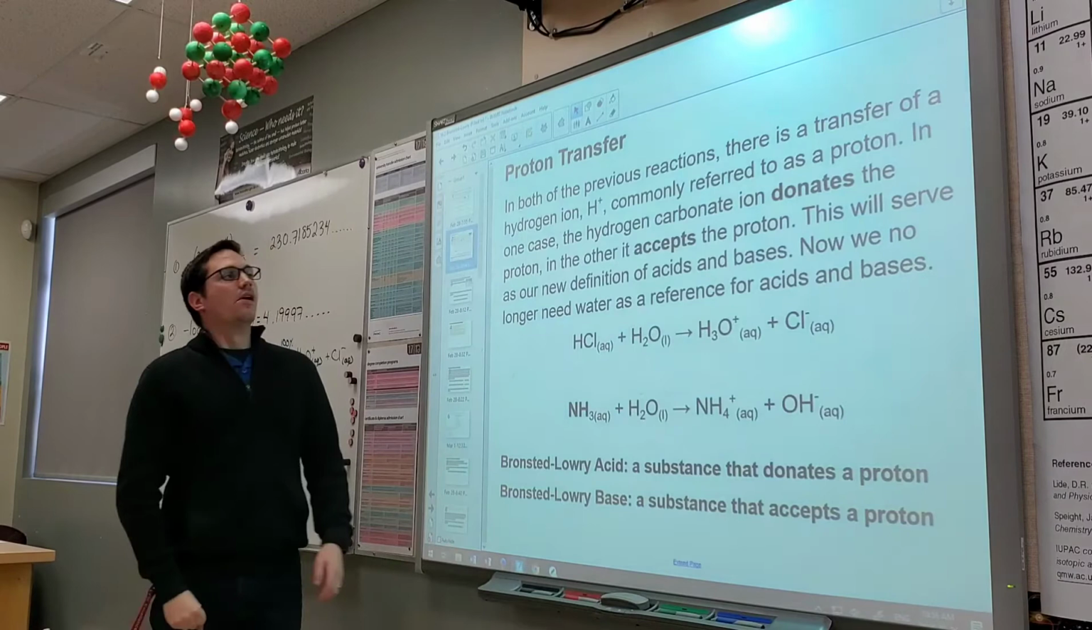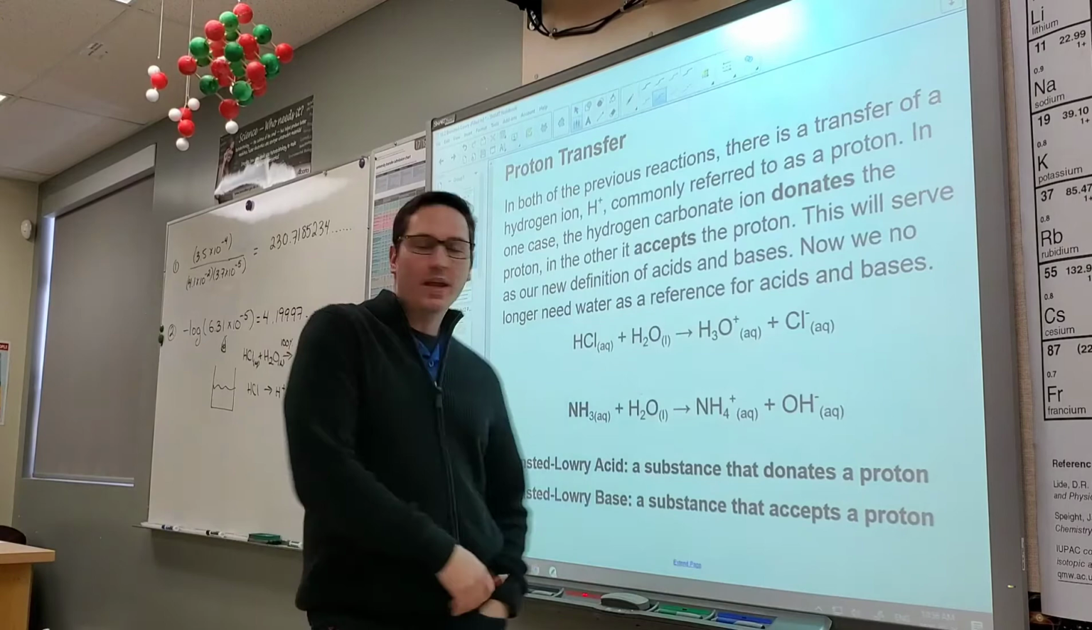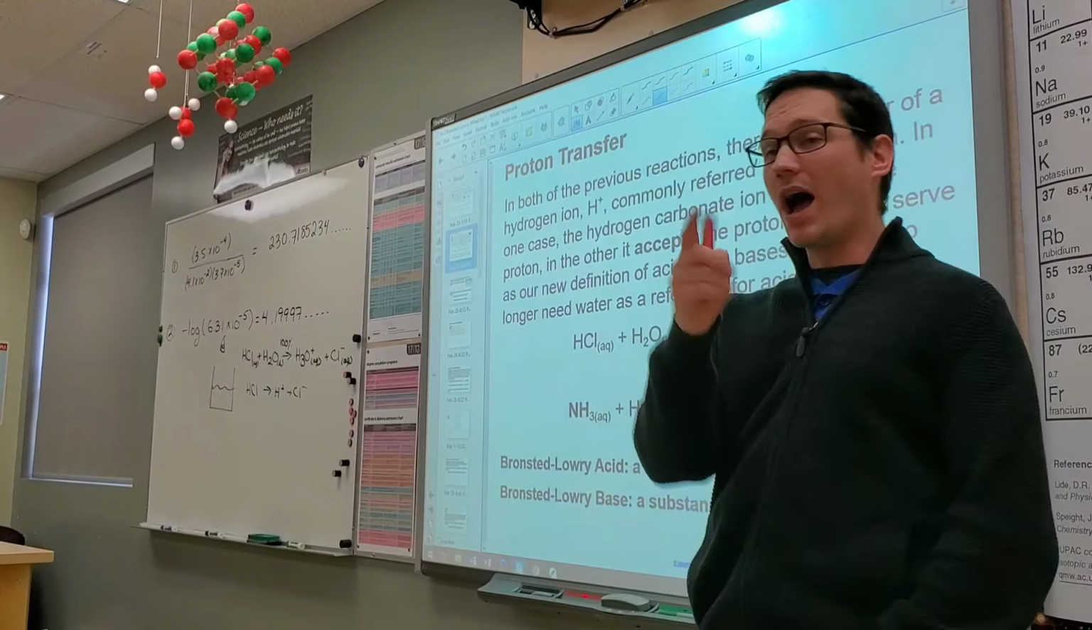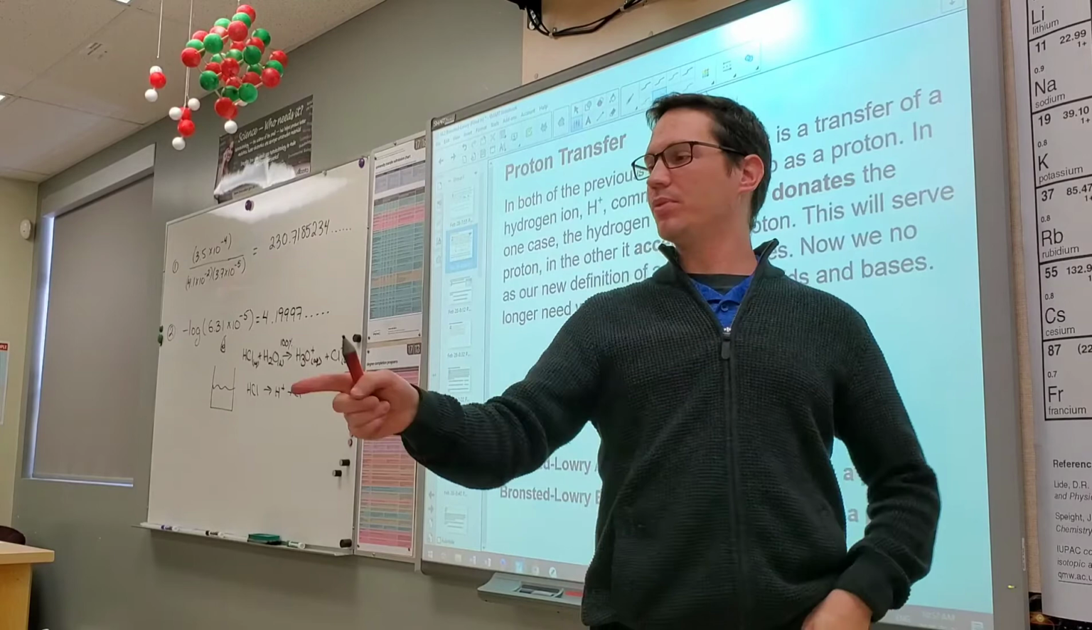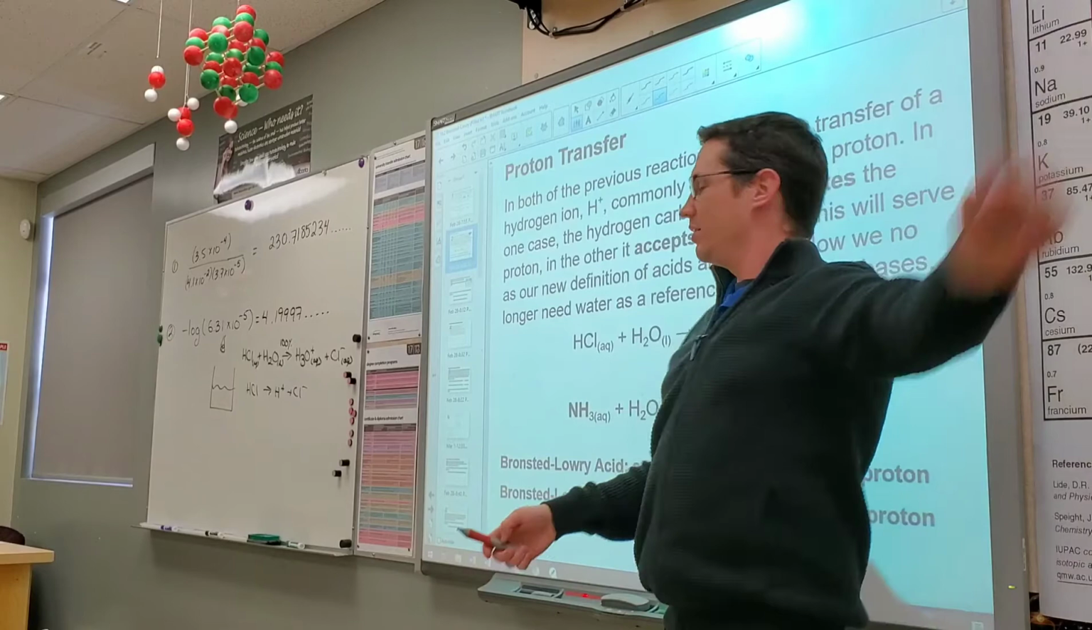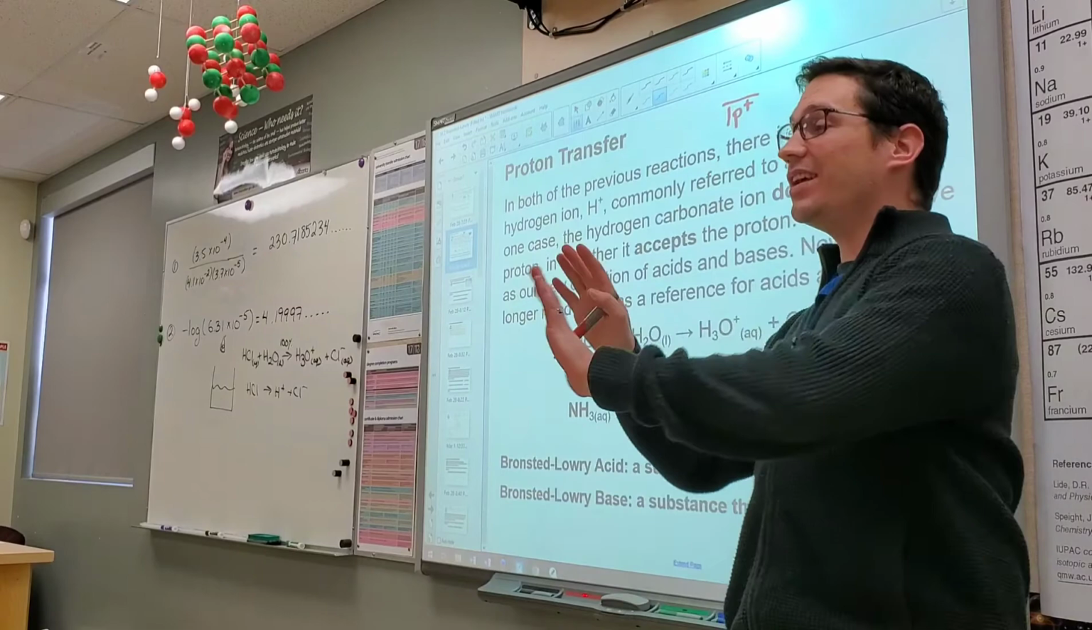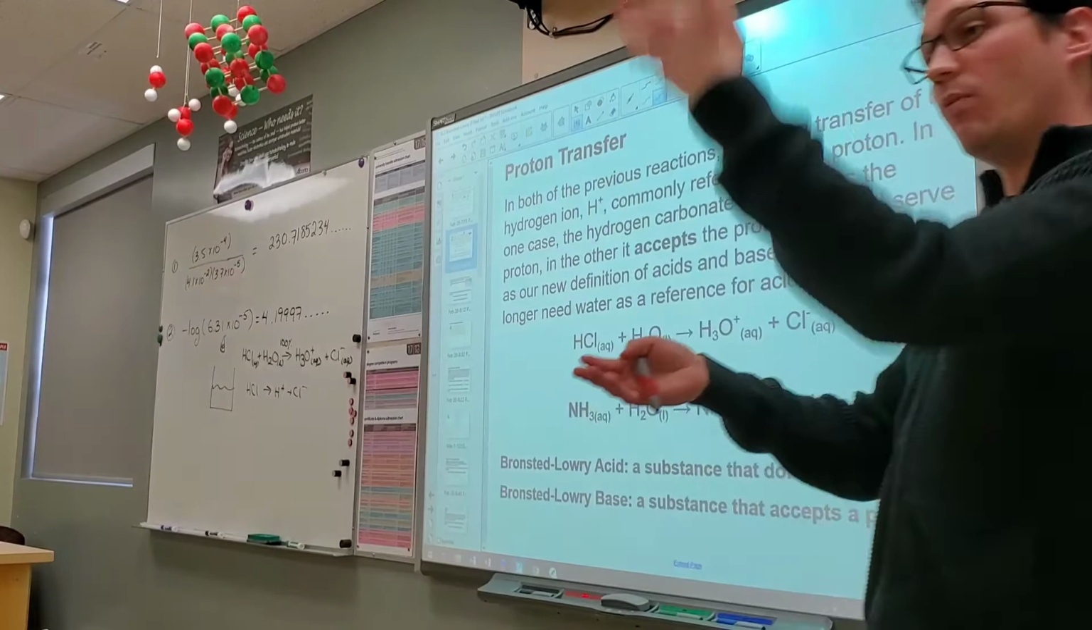We're going to talk about something called proton transfer. In both of the previous reactions, there was a transfer of a hydrogen ion. Now, I'm going to draw the Bohr diagram of a hydrogen atom. So let's take a look. How many protons does hydrogen have? It's got one. Would you agree it's got one proton? All right, perfect. So one proton, and a hydrogen atom, if it's an atom, it's got to be neutral. So if it's got one proton, how many electrons does it have to have? It's got to have one electron.